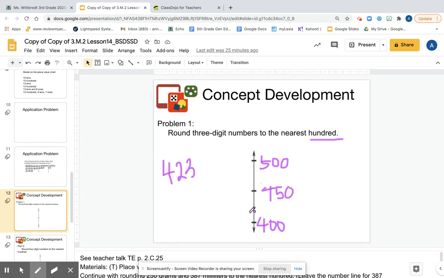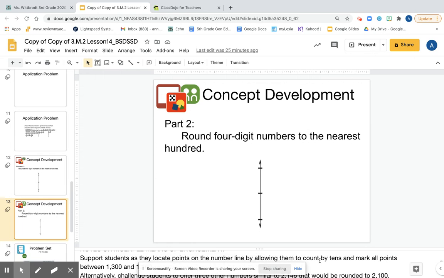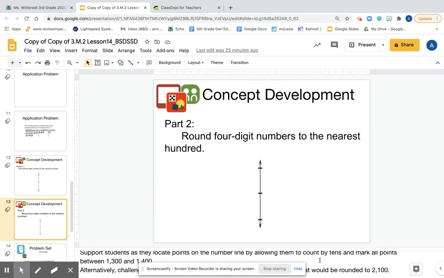Your 4th step was to plot where 423 would be, and I can see that 423 rounded to the nearest 100 is going to be a lot closer to 400. All right, let's do this, but this time we are going to do this with 4-digit numbers to the nearest 100.